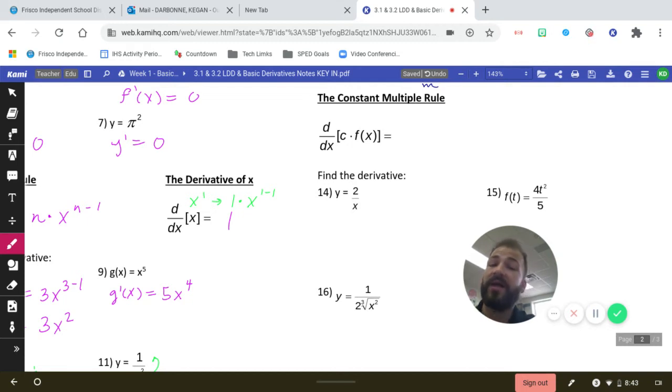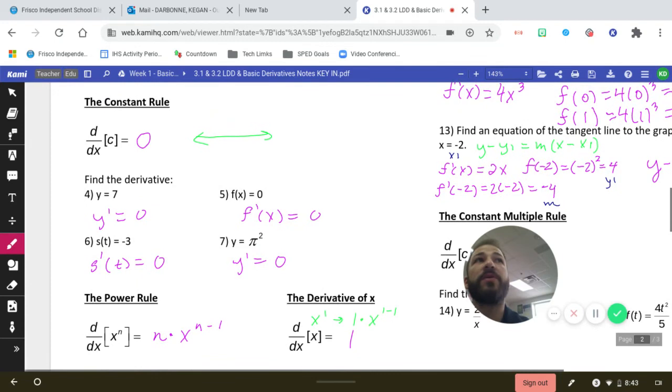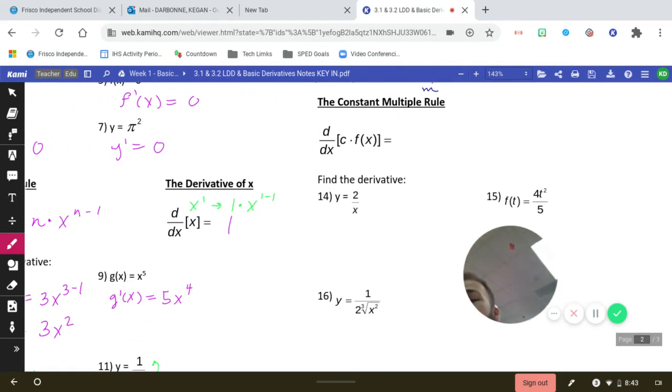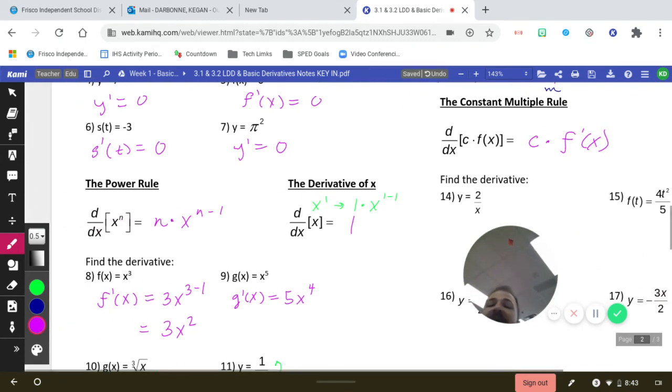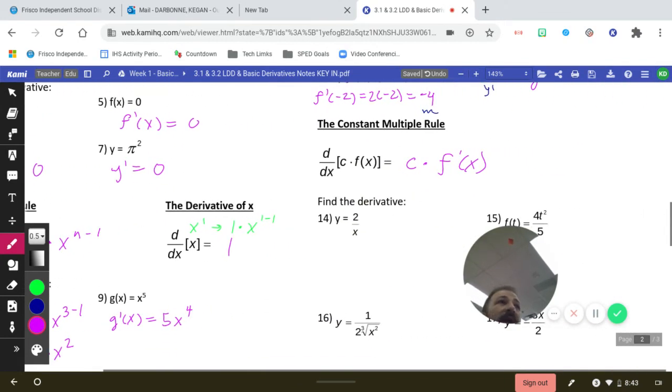Okay, so the constant multiple rule, as opposed to over here where a constant by itself is equal to 0, if I have a constant being multiplied by a function, I'm going to completely ignore that constant and just take the derivative of my function f of x. Okay, so constants by themselves become 0. Constants being multiplied to another function are ignored and stay exactly the same. Okay, so let's look at this a little bit in practice.